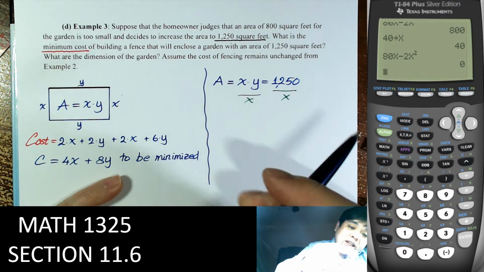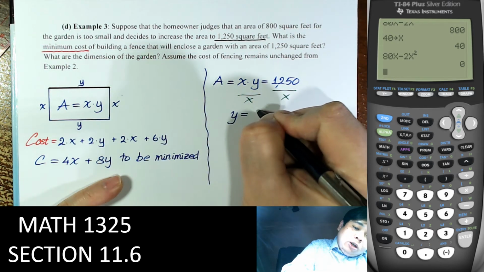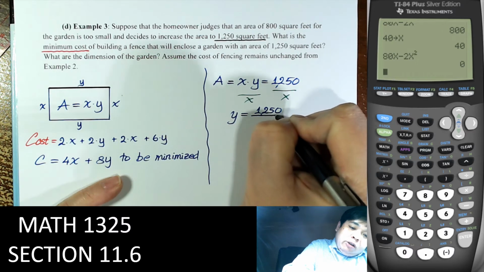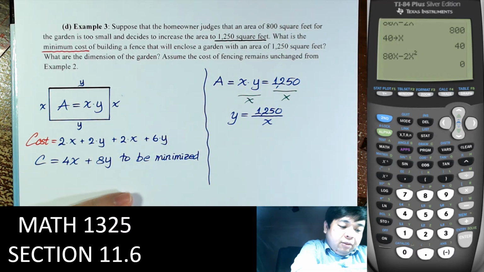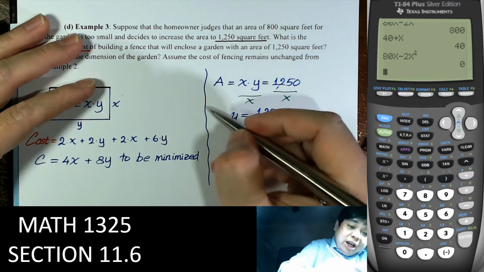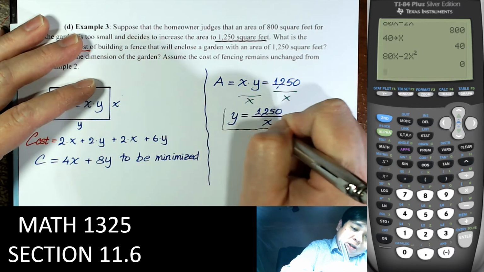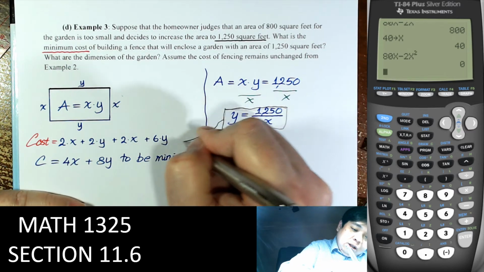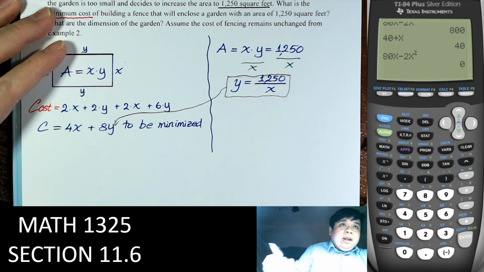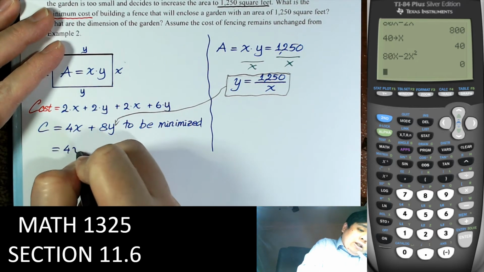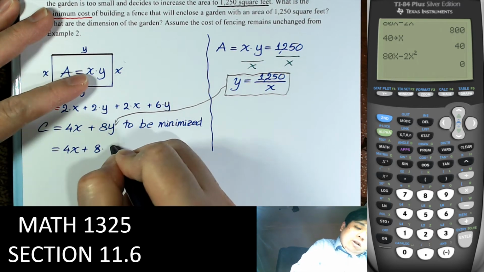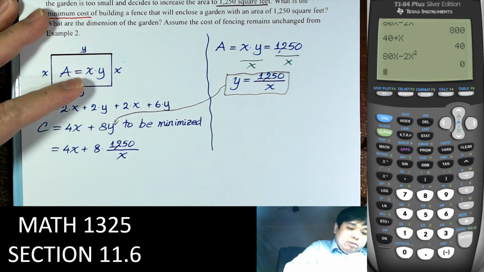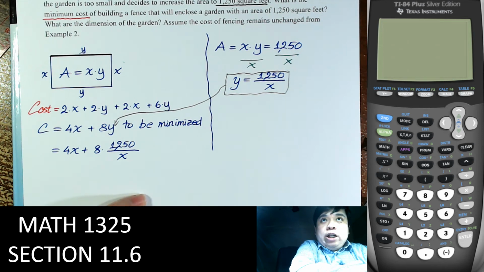So that gives x and x cancel. So y equal to 1250 divided by x. Right. Now that's good. We can just substitute into here. So c equal to 4x plus 8 times 1250 divided by x. That is the function that needs to be minimized.